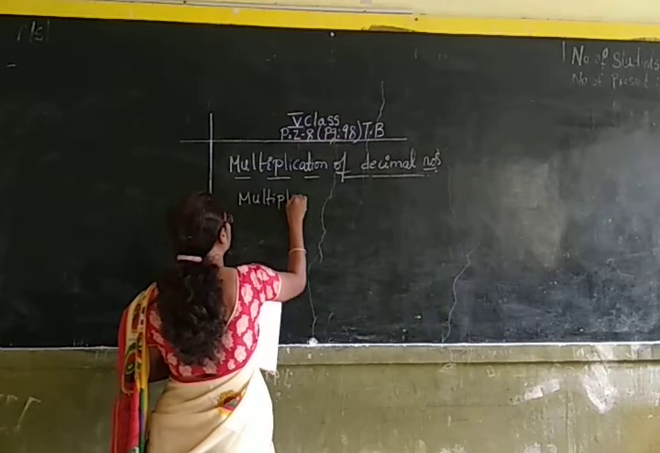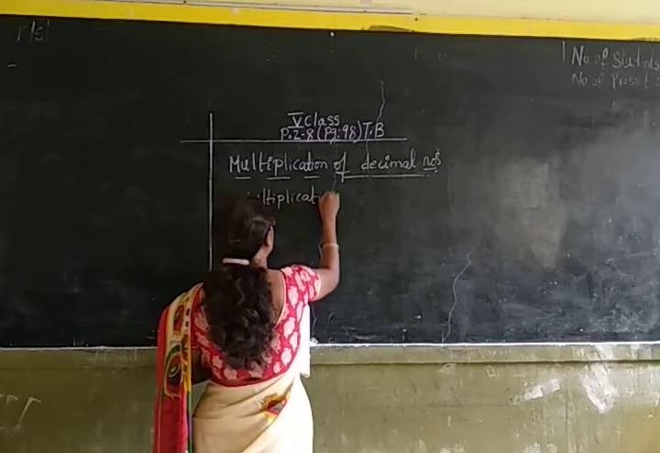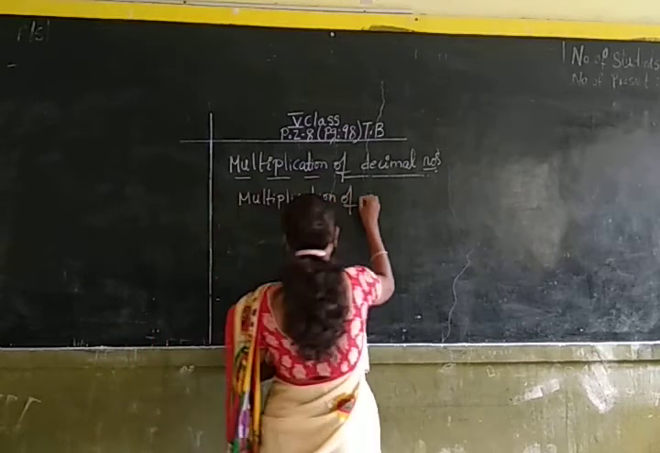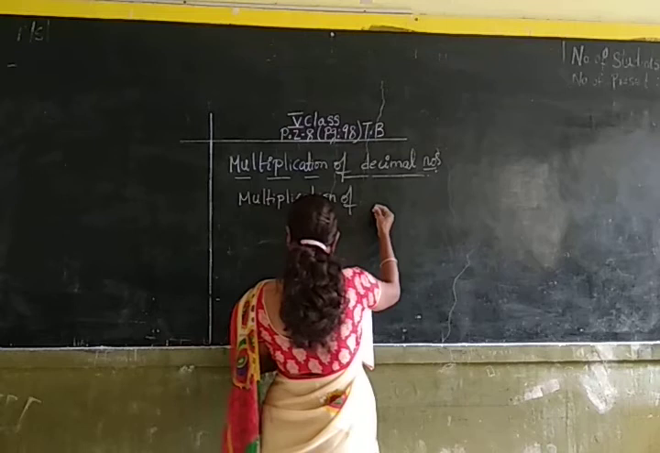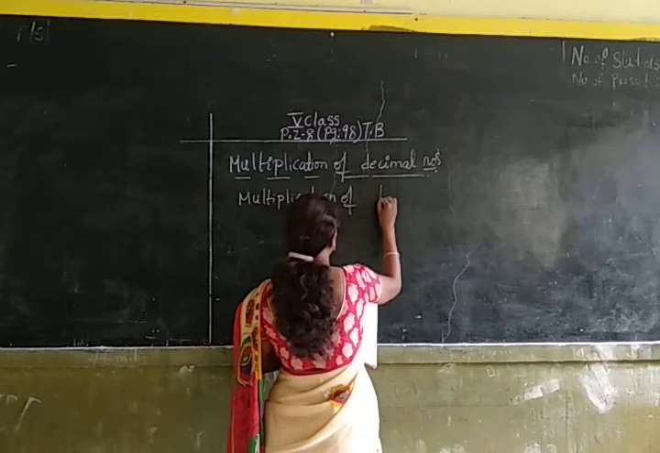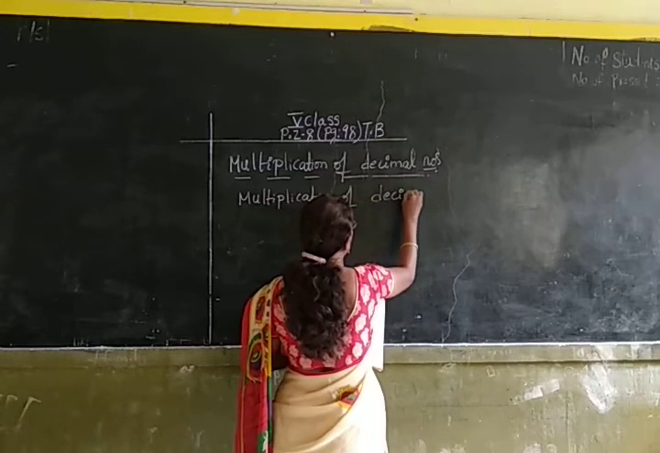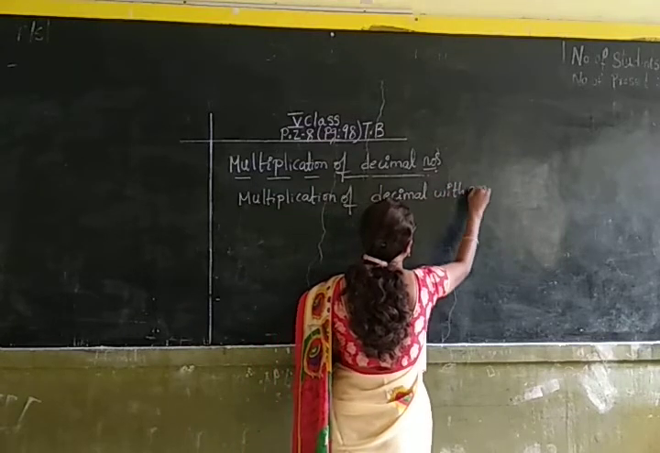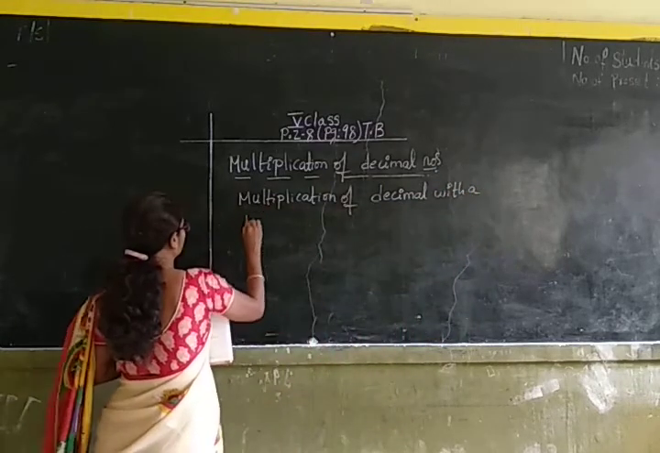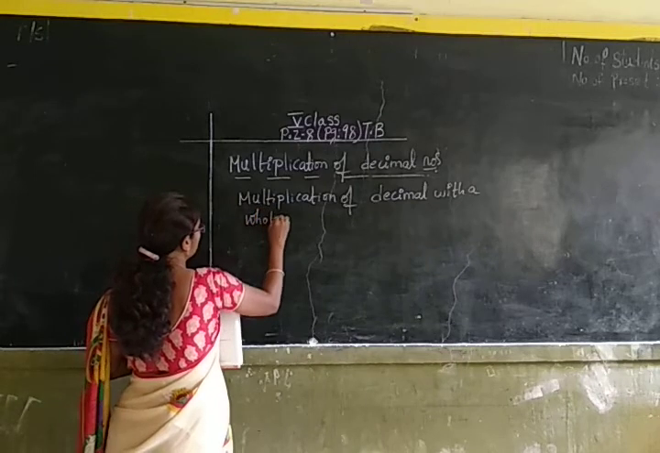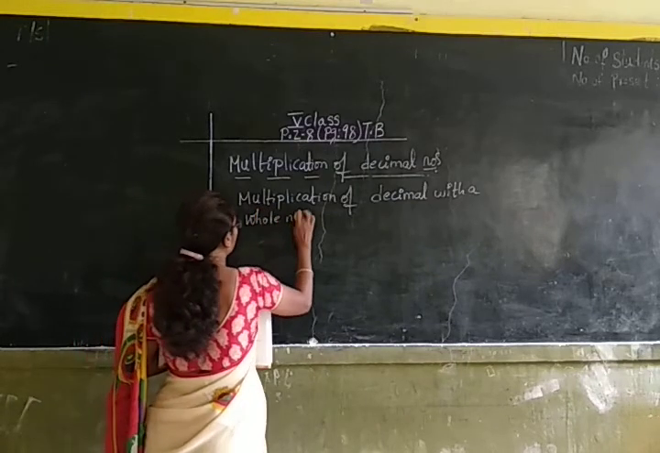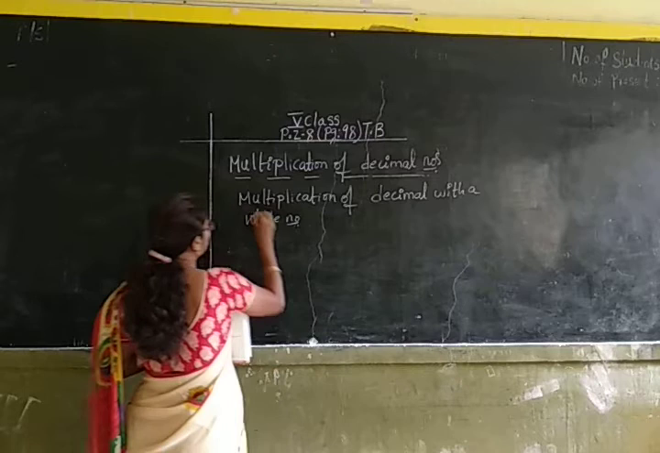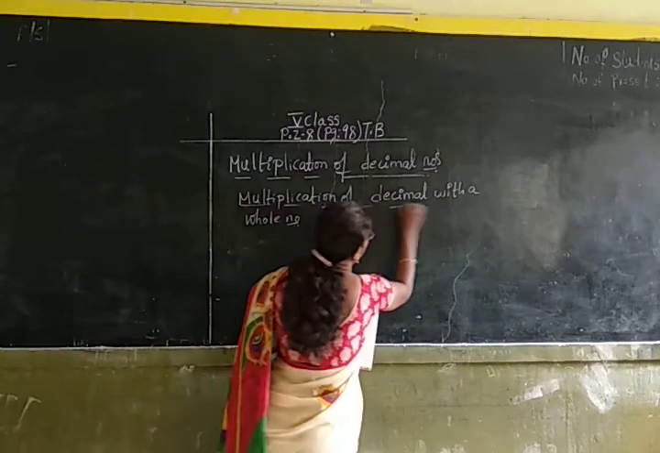Multiplication of decimal with a whole number. First let us learn about the multiplication of a decimal number with a whole number.